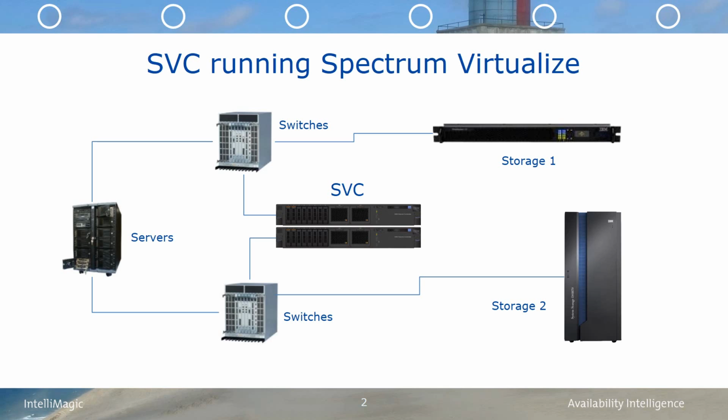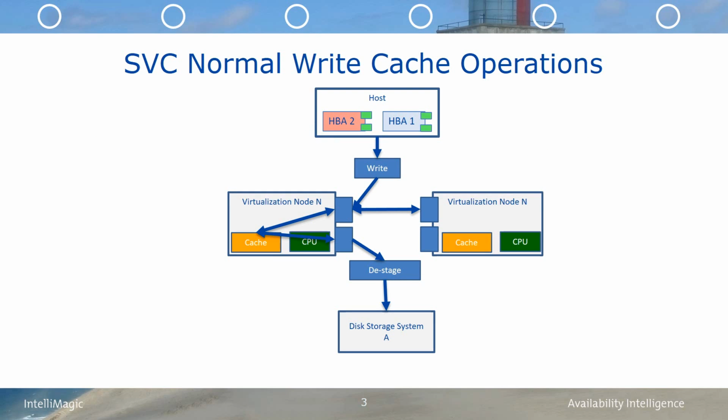storage systems. During normal write cache operations, a host write will enter the preferred node's cache and then be sent to the partner node. Upon completion of the write by the partner node, the host receives an acknowledgement that the write has completed. The write is then scheduled for D-stage to the back-end storage, or in the case of data that needs to be replicated, will be scheduled for replication as well.